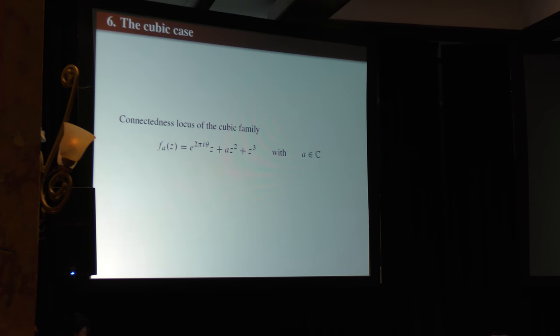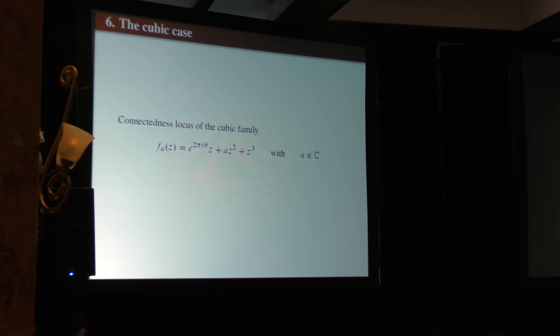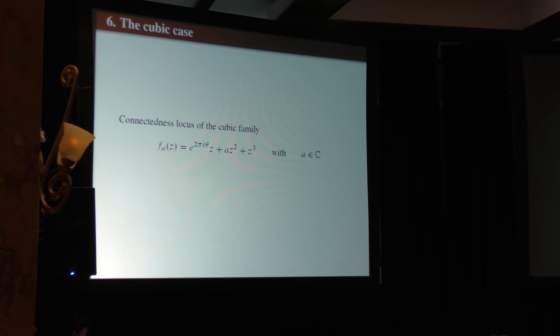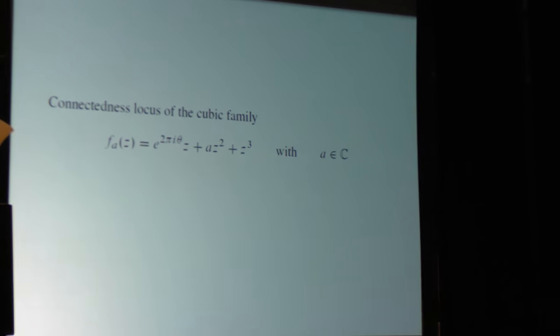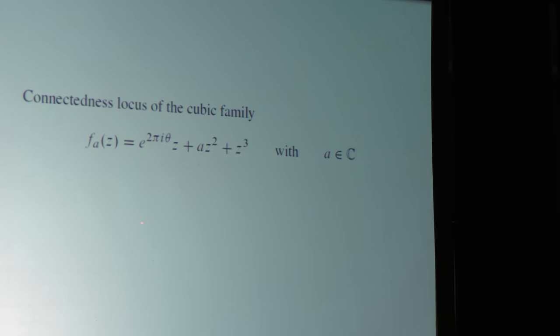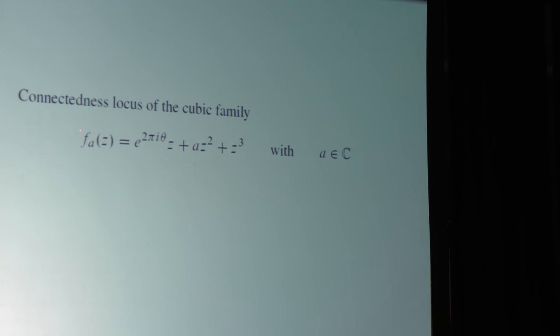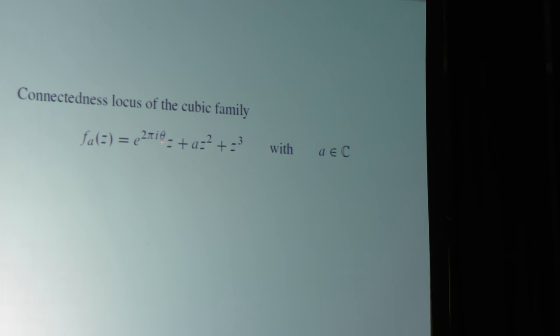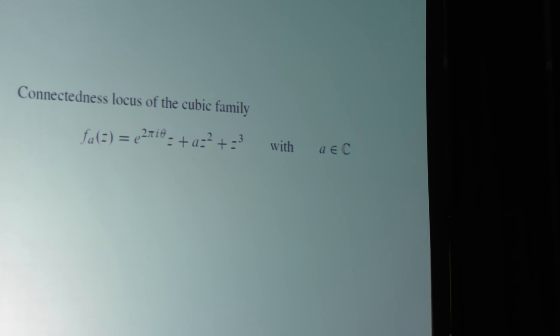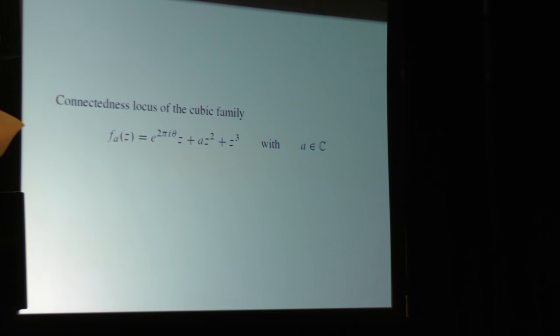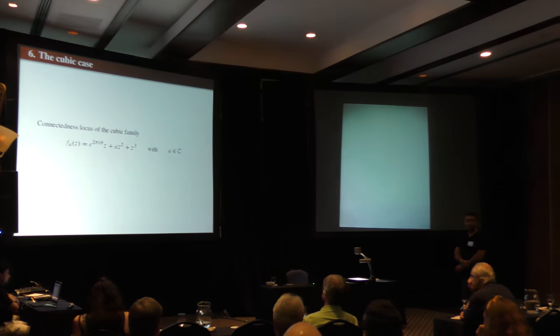Now let's take a quick look at how they show up in the parameter space of cubic polynomials. So let's take a look at the space of the family of cubic polynomials with a fixed point of a given multiplier theta at the origin, a neutral fixed point.